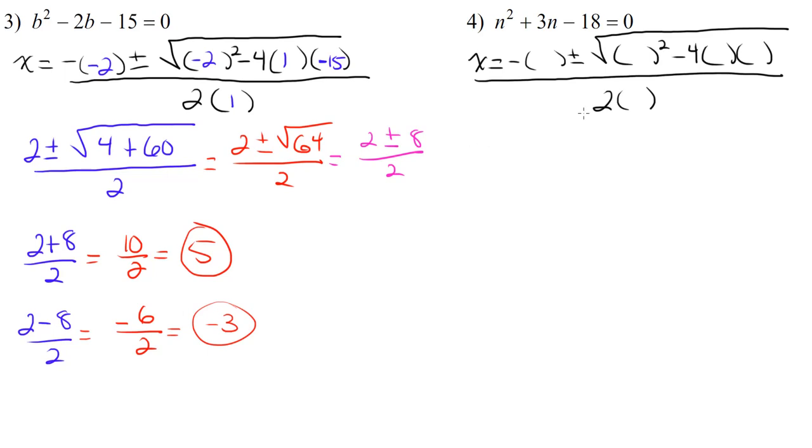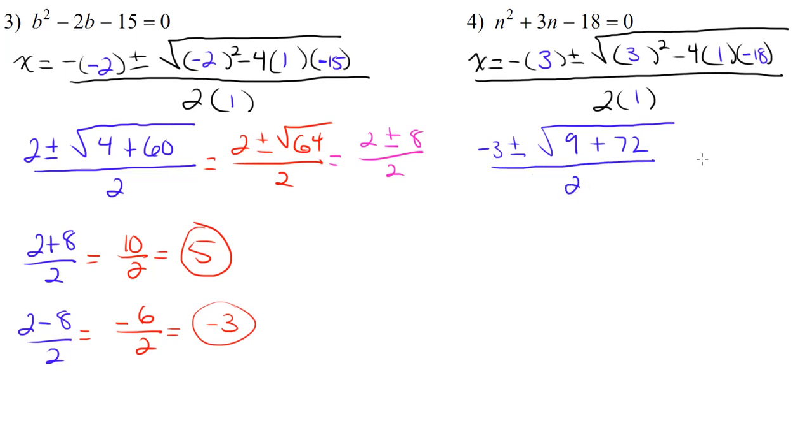All right, looking at number 4, n squared plus 3n minus 18 equals 0, already in standard form. Let's plug in our values. Our b value is 3. Our a value is 1. And our c value is negative 18. So we have here negative 3 plus or minus. 3 squared is 9. And negative 4 times 1 times negative 18 is positive 72. And 2 times 1 is 2.